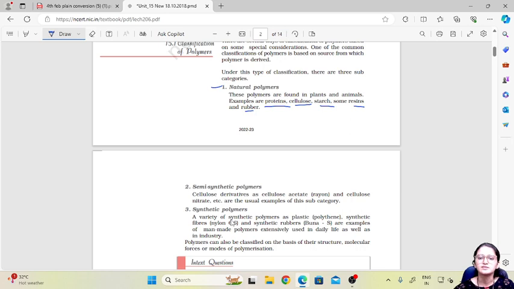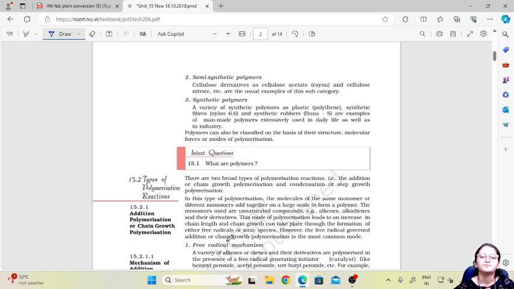Semi-synthetic polymers are derivatives of cellulose. Cellulose is natural, and derivatives of cellulose come under semi-synthetic polymers, which are cellulose acetate, that is rayon, and cellulose nitrate. And last is synthetic polymers. A variety of synthetic polymers such as plastic that we use widely, then synthetic fibers, that is nylon 6,6, and synthetic rubbers, that is Buna S, are the examples of synthetic or man-made polymers.